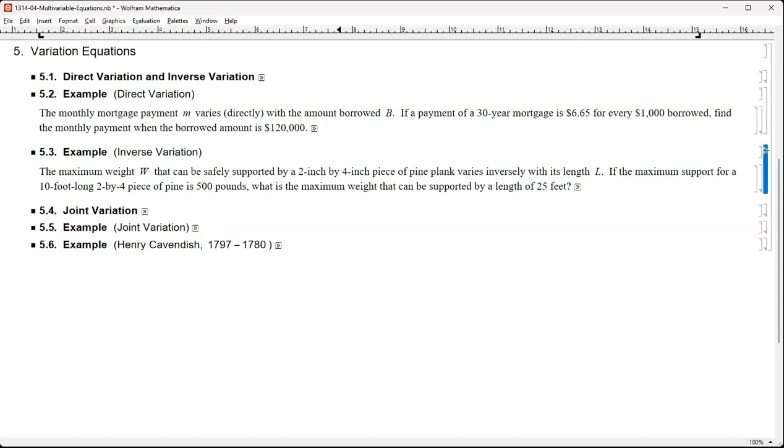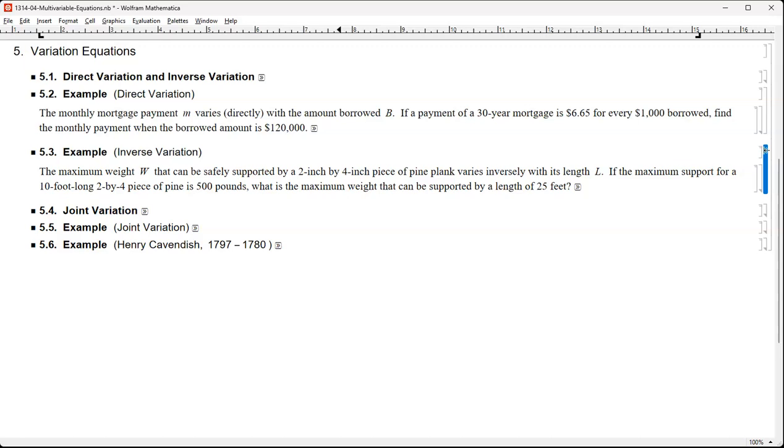If the maximum support for a 10 foot long 2x4 piece of pine is 500 pounds, what is the maximum weight that can be supported by a length of 25 feet? So 10 feet, 500 pounds, 25 feet, it's going to be weaker, right? But by how much?